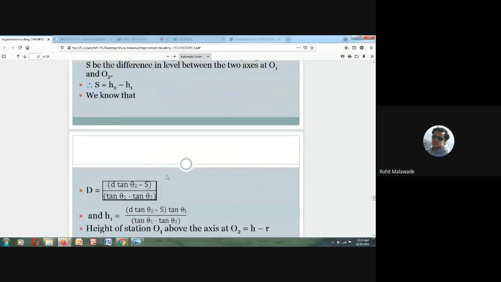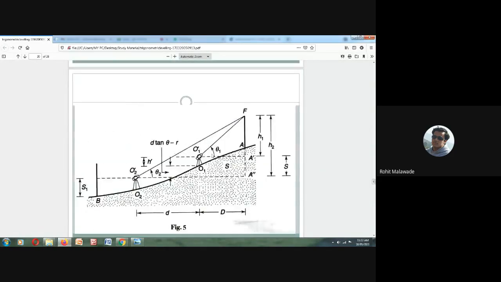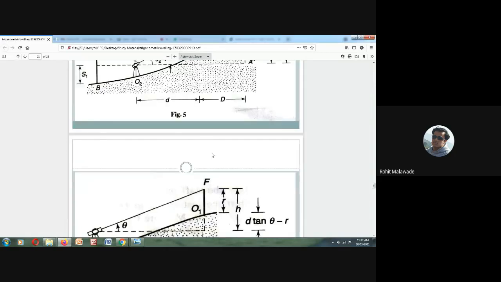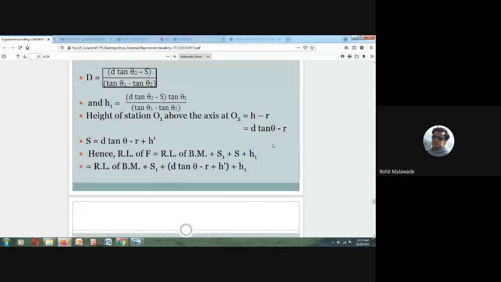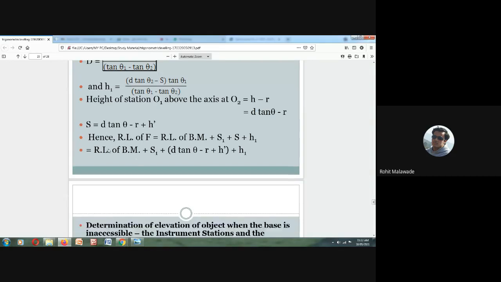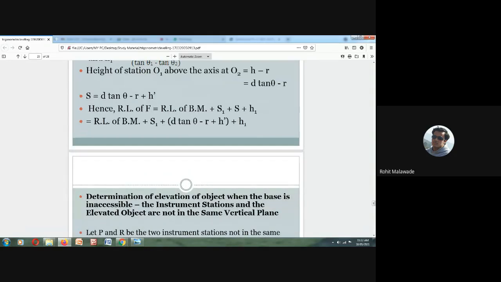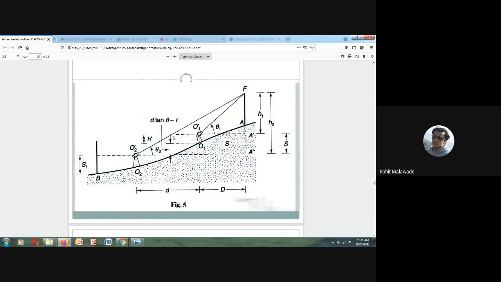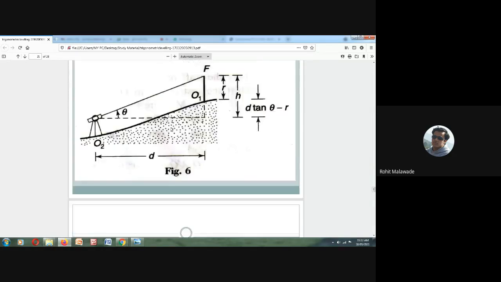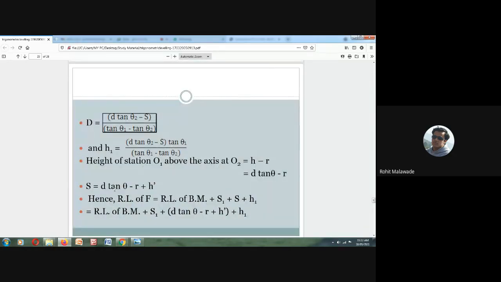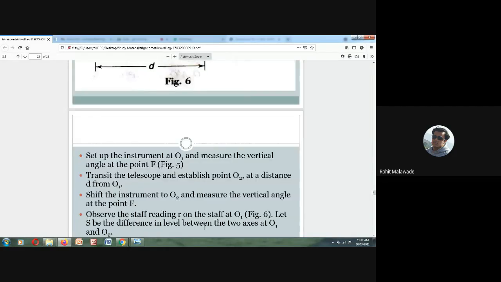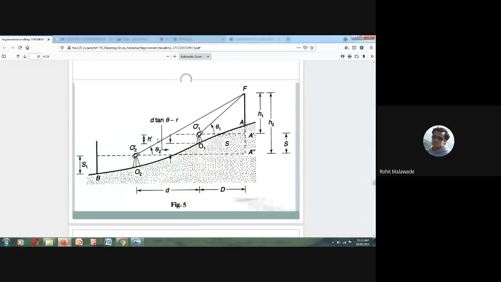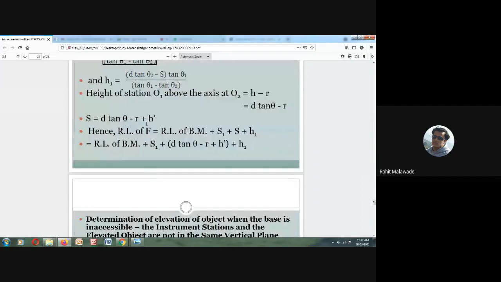The height of station O1 can be calculated by using the formula D tan theta minus R. So S we can calculate by using the formula D tan theta minus R plus H1. What is H1? H1 is nothing but the difference between the two instrument stations. So S can be calculated by using the formula D tan theta minus R plus H dash. What is H dash? H dash is nothing but this. Here we can calculate it by using this.